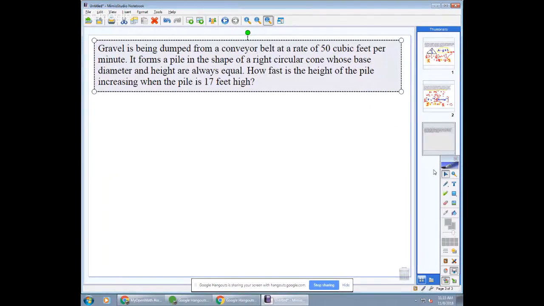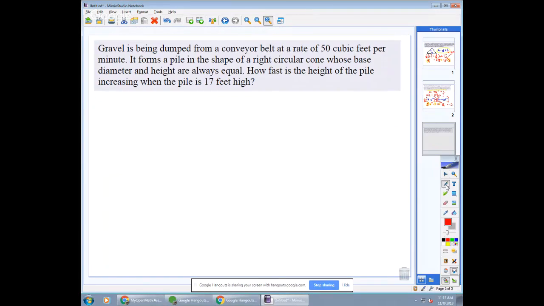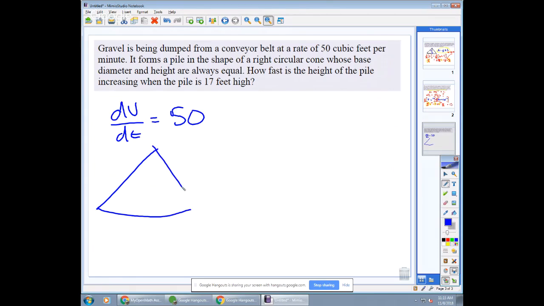All right, so gravel is being dumped from a conveyor belt at a rate of 50 cubic feet per minute. So that's a change in volume. I'm just going to make a note of that. dV/dt is equal to 50. And it forms a pile in the shape of a cone. So there's my gravel pile right there. Volume, hopefully you're getting used to the volume of a cone, is 1/3 pi r squared h.